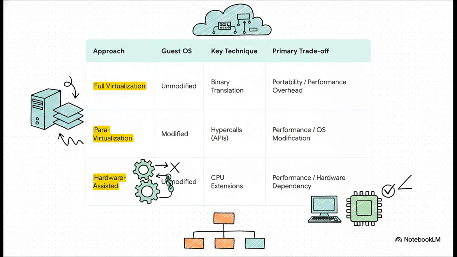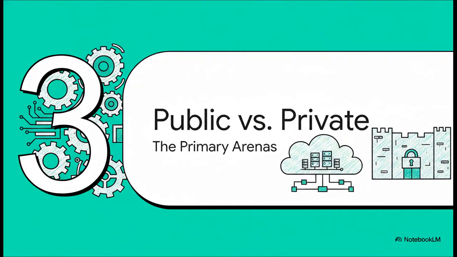Finally, the real game changer arrived: hardware-assisted virtualization. Intel and AMD built the virtualization smarts right into the CPU itself. And that, my friends, was the holy grail. You got the insane speed of para-virtualization and the flexibility to run any OS you want, the best of both worlds. Okay, so we've got the brain and we've got the engine.